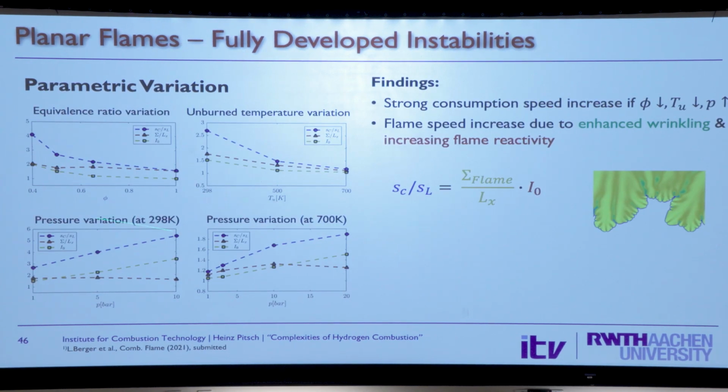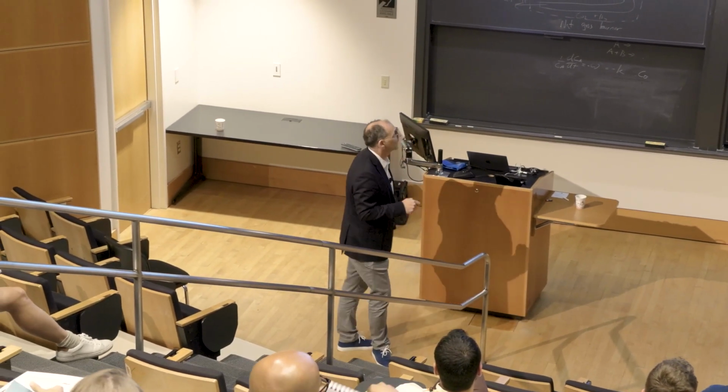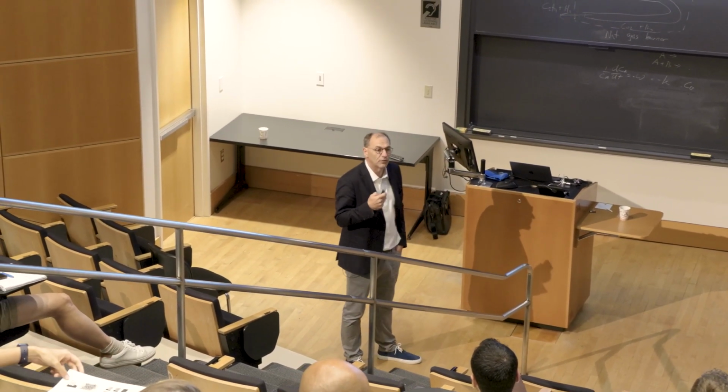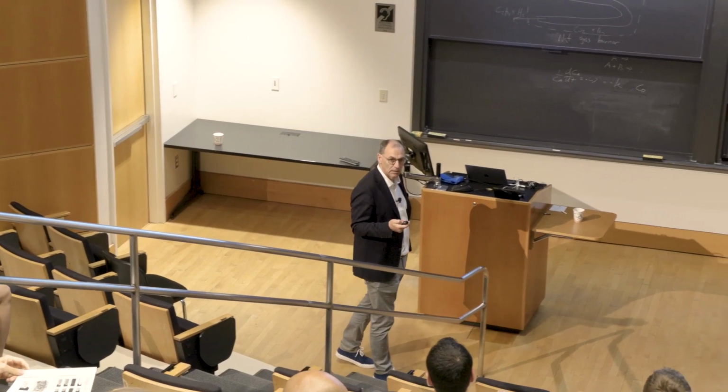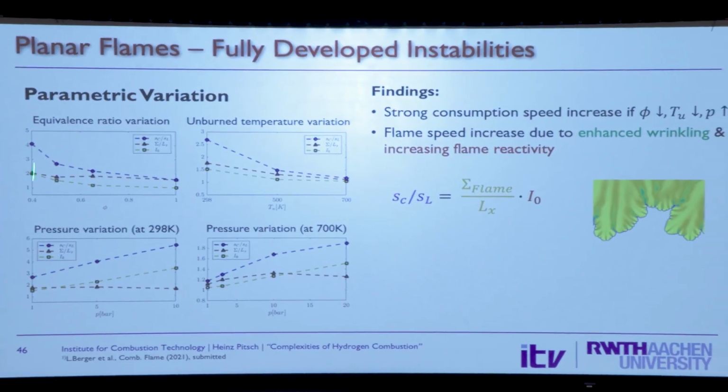This then shows the results for different equivalence ratio, temperature, pressure, and so on. But we don't want to go through these in detail. I just want to discuss one single case. For this one single case, the question is, first of all, how fast is the flame? And then what makes the flame fast? So let's just look at the reference case here.